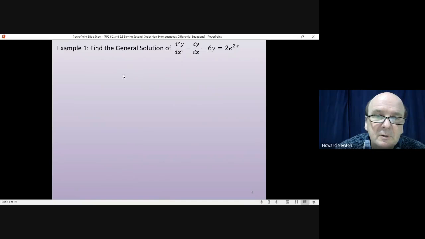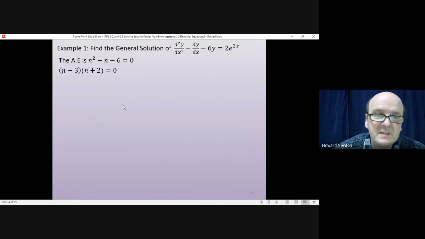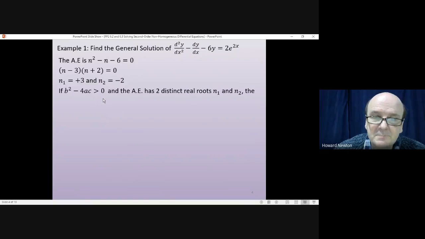Okay, let's have a look. So the auxiliary equation is n squared minus n minus 6 equals 0. That factorizes into (n minus 3)(n plus 2) equals 0, which gives us two solutions, plus 3 and minus 2. So the discriminant's positive.